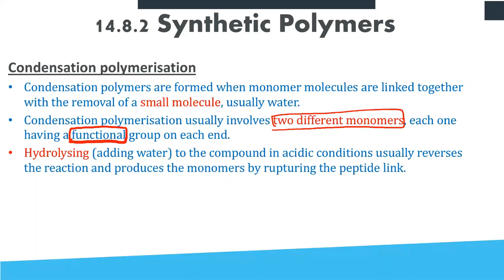Now there's another concept called hydrolyzing. This is just the opposite of polymerization. Polymerization means combining monomers, right? Hydrolyzing means breaking down of a polymer to form monomers. So in that case, we add water, instead of the formation of water as in condensation polymerization. In order to do that, we have to add water in acidic conditions, so usually hydrochloric acid or sulfuric acid is used.